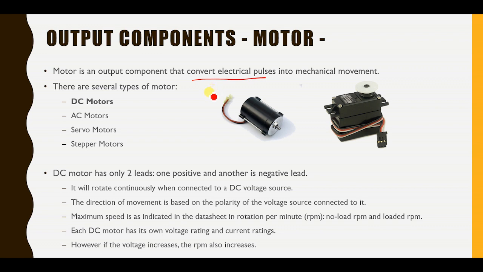For a DC motor, there are only 2 leads, one positive and the other one negative. It will rotate continuously when connected to a DC source. The direction of movement is based on the polarity of the voltage source connected to it. Maximum speed is indicated in the datasheet in rotations per minute, RPM, with no load RPM and loaded RPM. Each DC motor has its own voltage rating and current rating. However, if the voltage increases, the RPM also increases.